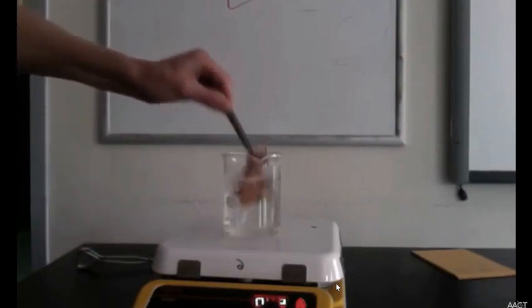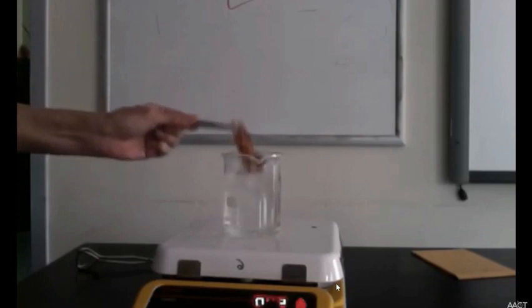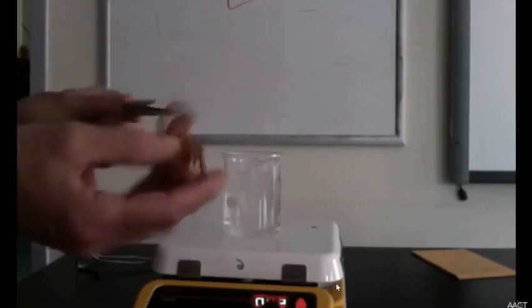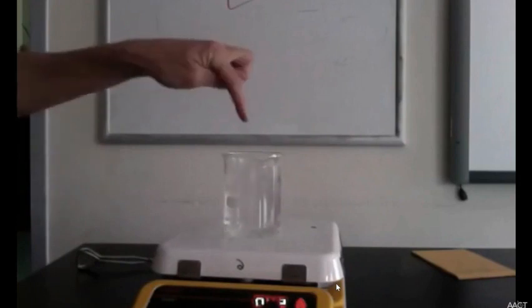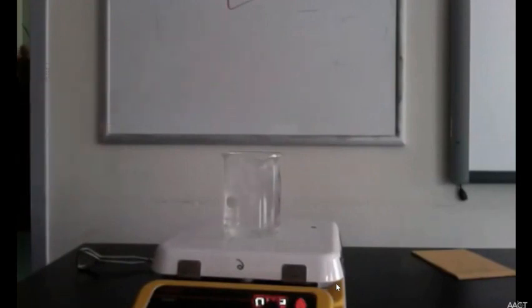We're going to use forceps to take it out of the water and put it directly in your hand. Wow, how is that possible? How did that not just burn the teacher? You would never put your hand in boiling water. How can you hold the copper coil after it just came out of boiling water?